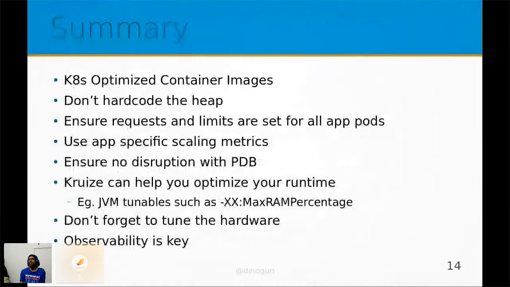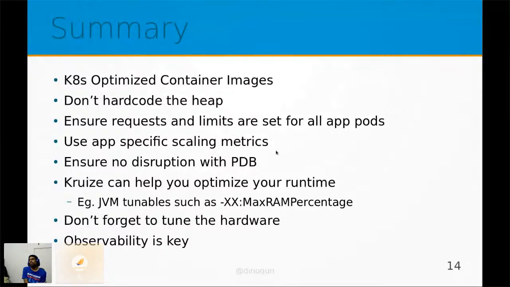To summarize, make sure that you are producing optimized container images, which are as small as possible, and they have things like the shared class cache or class data sharing turned on, so that you get better startup and scaling. Do not hard code the heap. Make sure that you use -XX:MaxRAMPercentage. And you have to set requests and limits for all application pods, so that you have guaranteed resources for your application.